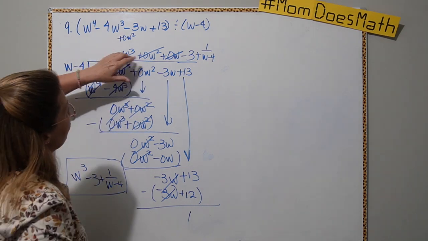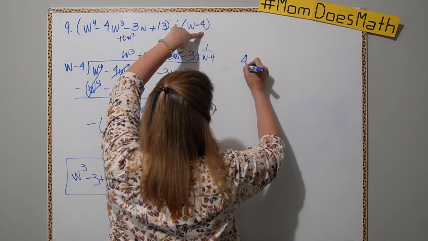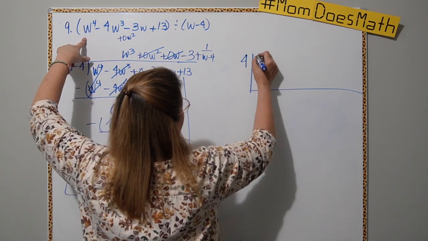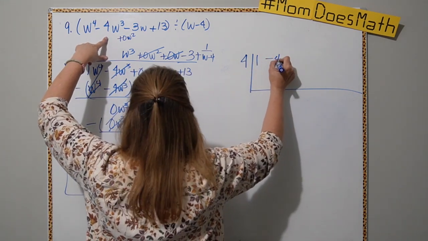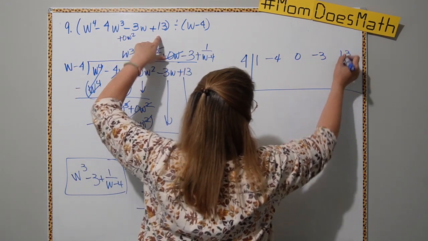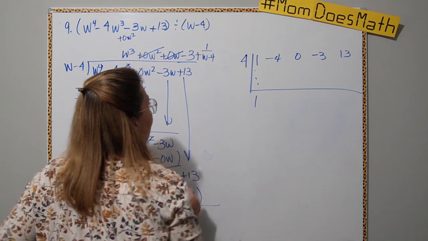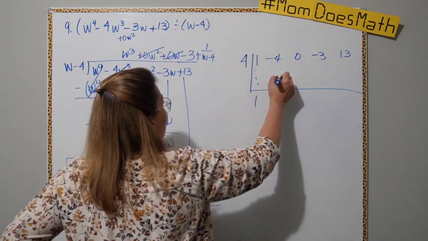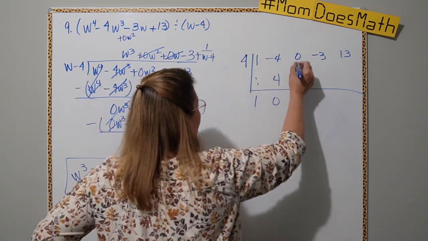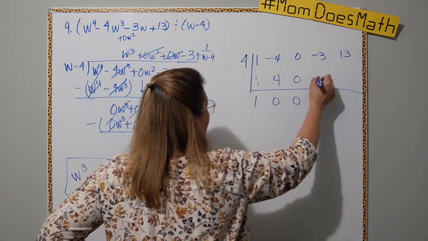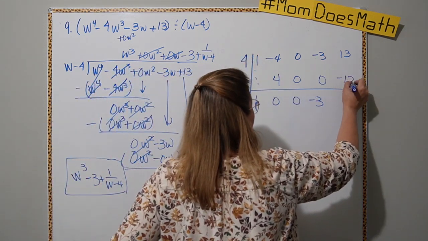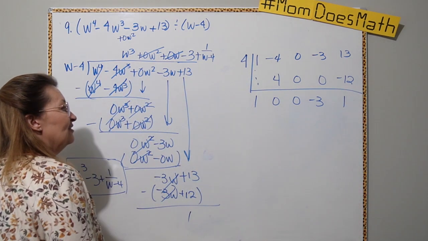Okay? Now for synthetic. Since this is already a minus, I'm just going to use the 4, the upside down house. Now, I've got coefficient of 1, negative 4. Okay, I've got that 0, then negative 3, and 13. Okay? Drop the 1 down. 1 times 4 is 4, and add. Negative 4 plus 4 is 0. 0 times 4 is 0, and add. 0 times 4 is 0, and add. Negative 3 times positive 4 is negative 12, and add. Boy, that was a lot easier.